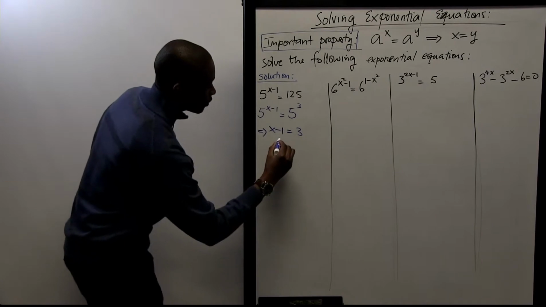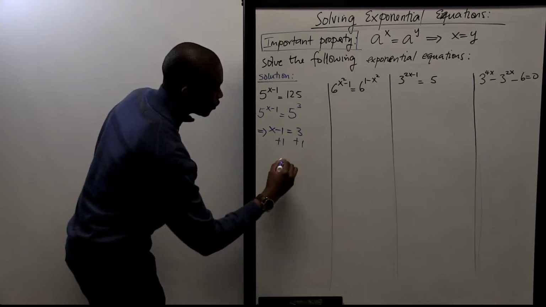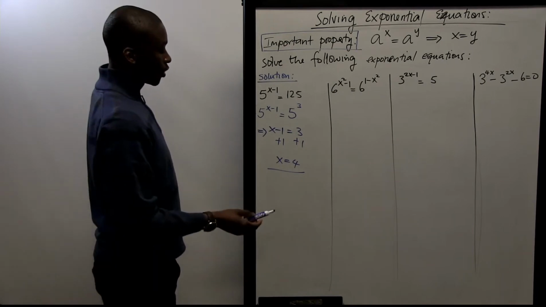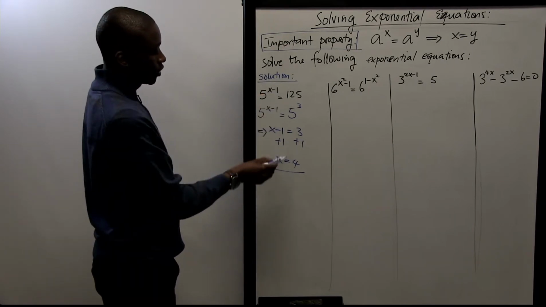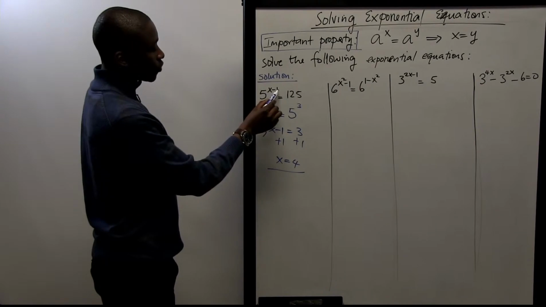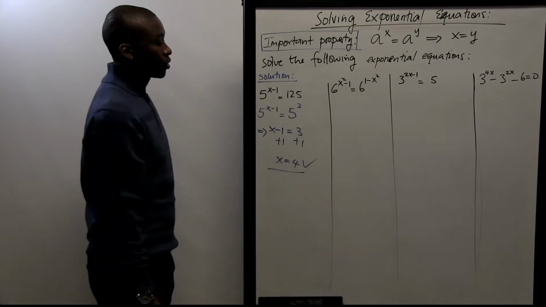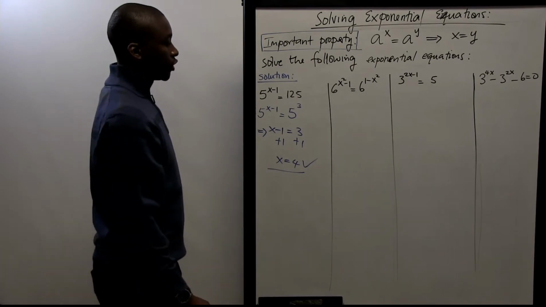From this, we can solve for x by adding 1 on both sides, so x must equal 4. So x equals 4. And I'm sure you can see this satisfies this equation. If x is 4, we have 4 minus 1, which is 3. 5 to the power 3 is 125. So this would be our solution for this particular equation.